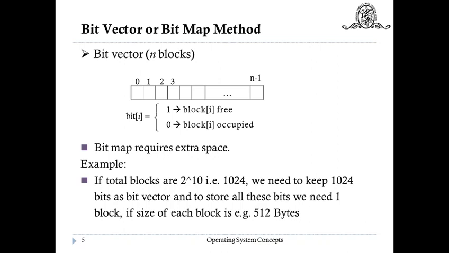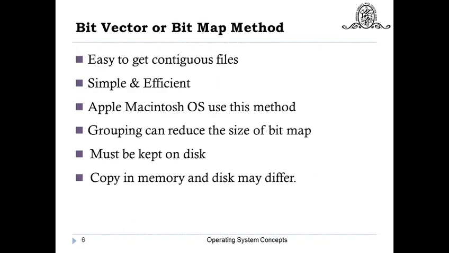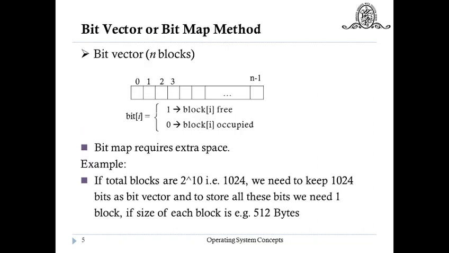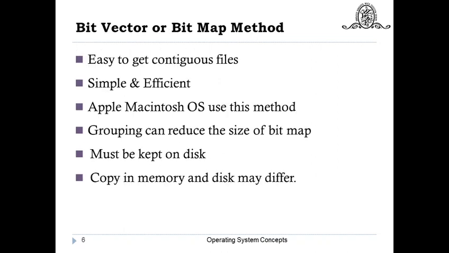So this is the disadvantage of this bit vector, but there are some advantages also. It is easy to get contiguous files. Suppose if I have a bit vector and if I find contiguous ones, then that will be treated as contiguous space and that will be allocated to contiguous files. It can be implemented using vectors or array, and it is easy to implement and it is efficient.